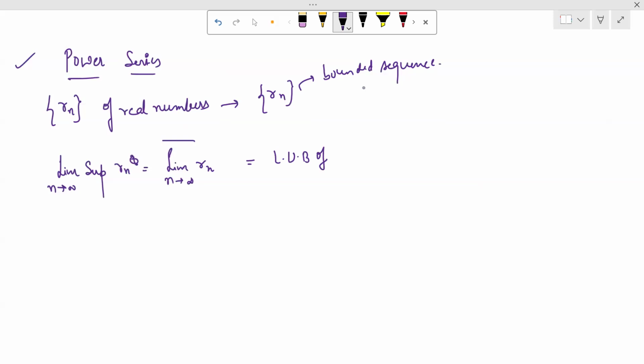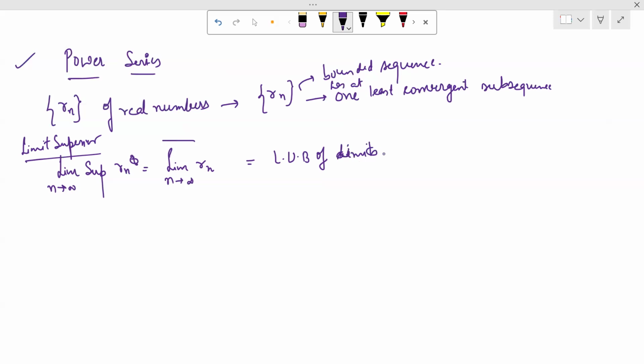And it has at least one convergent subsequence. So we already know that if a sequence is bounded, then it has a convergent subsequence, from the Bolzano-Weierstrass theorem. So let us consider a sequence Rn of real numbers, which is bounded, and therefore it has at least one convergent subsequence. Then limit superior is defined as the least upper bound of limits of all convergent subsequences.